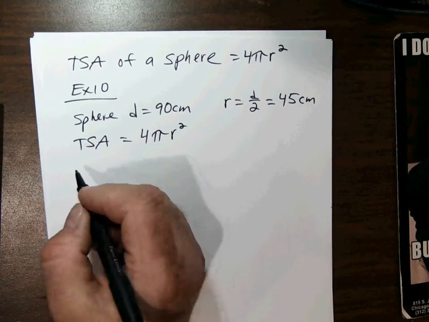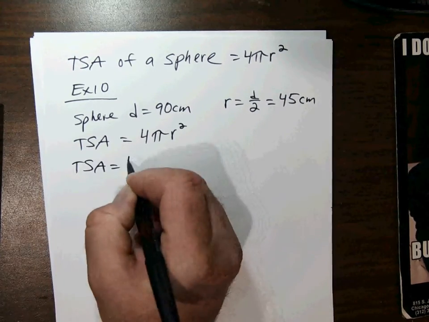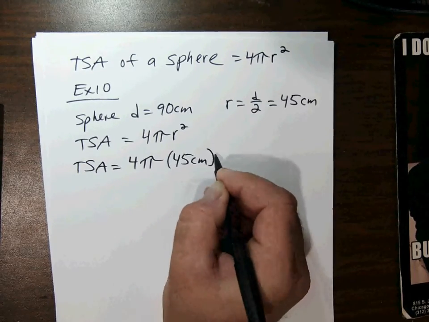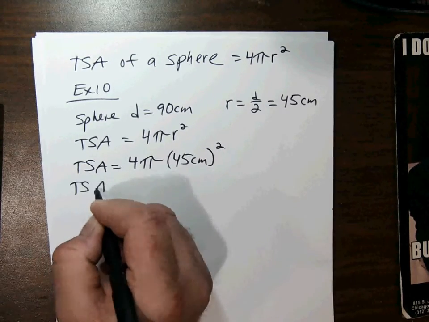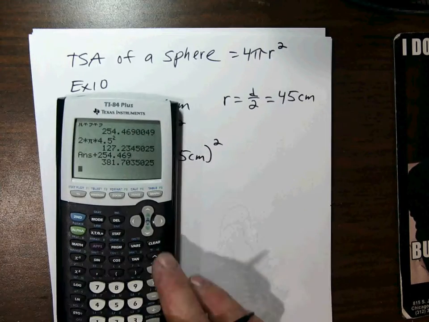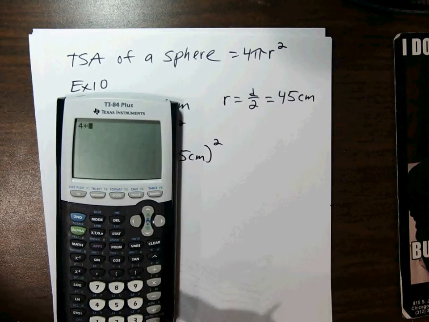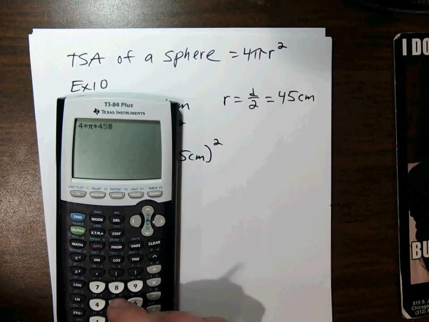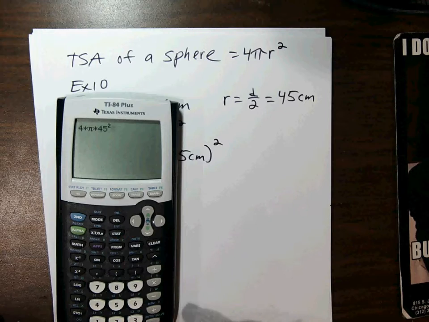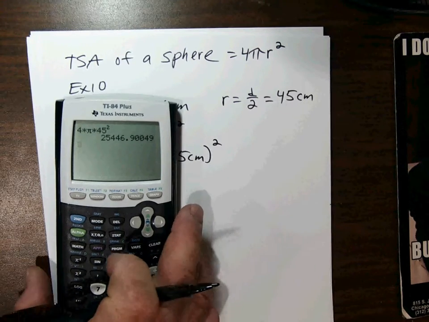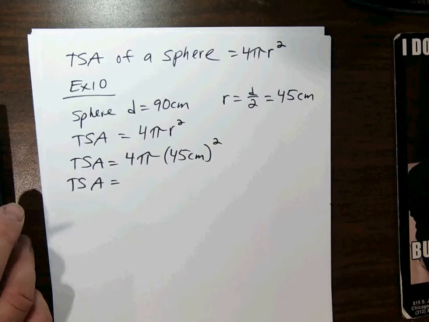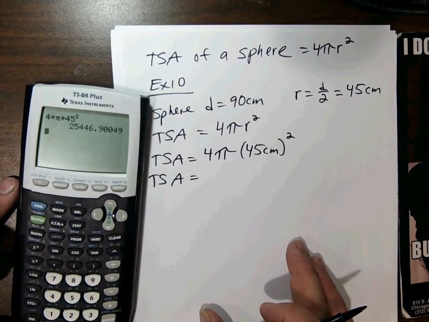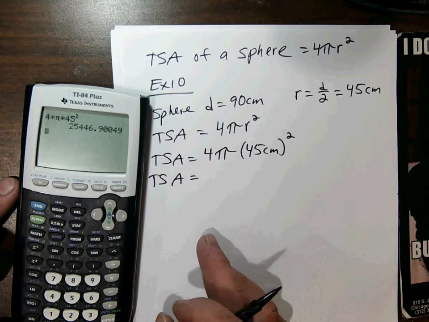Okay, so now we're practically done. TSA equals 4 times pi times 45 centimeters squared. So let's do that here. 4 times pi times 45 squared equals, and let me peek and see how we round this puppy off. We round it to the nearest whole number, so let's do the same. It's going to be 25,447, right?